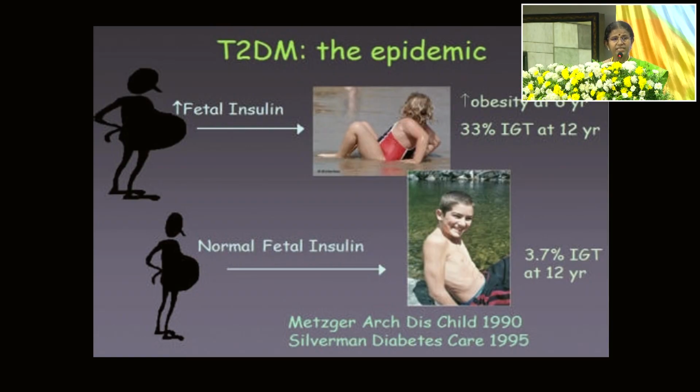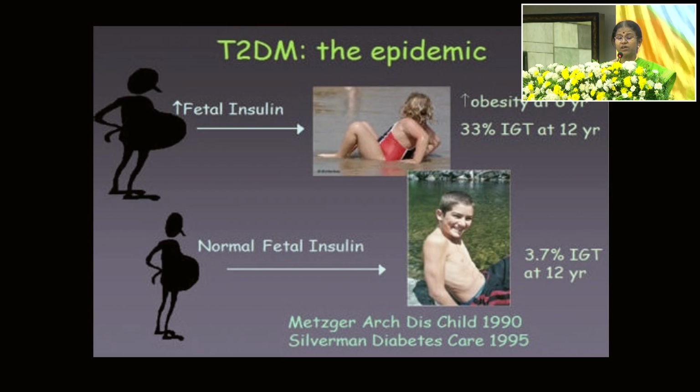And David Metzger, again, has said, if there is fetal hyperinsulinism, the baby has obesity at a much younger age, that is at 5-6 years itself, and almost 1/3 of them, 33% of them, developed IGT, impaired glucose tolerance, pre-diabetes. You can find even in your practice children who are obese, you can test and find this pre-diabetes at a very young age, school-going ages.